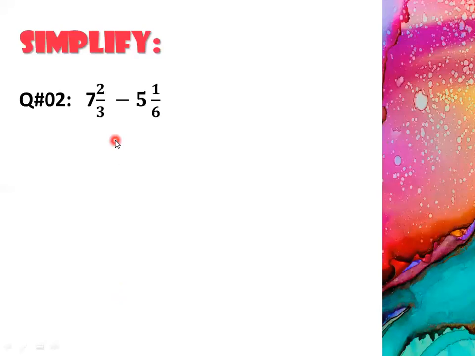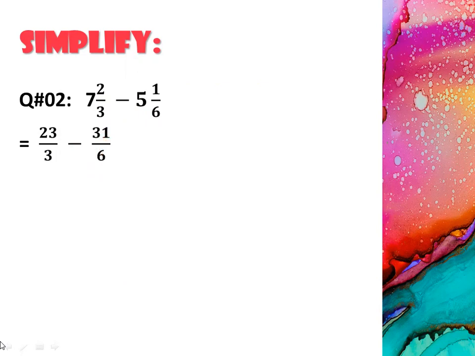Now we are going to do again same question. Simplify. What you have to do now, you have to subtract it. Simply in the first step you have mixed fraction and you have to convert this mixed fraction into the improper fraction. So 3 multiplied by 7 is 21. 21 plus 2, it will become 23 upon 3. Then sign of subtraction. 6 multiplied by 5 is 30. 30 plus 1 will become 31 upon 6.